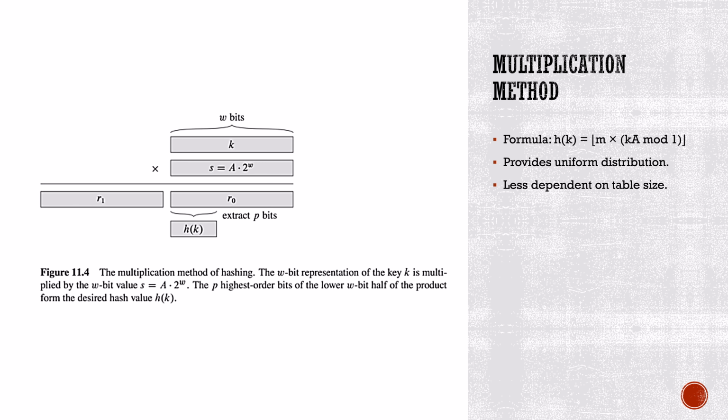In this method, the key is multiplied by a constant value between 0 and 1. Then the fractional part is used to calculate the index. This method gives better distribution of keys and is less dependent on table size compared to division method.